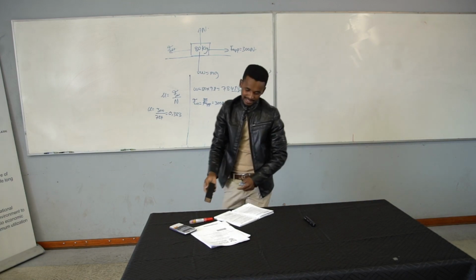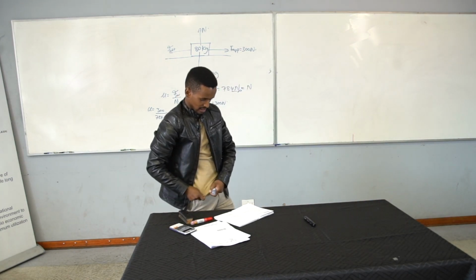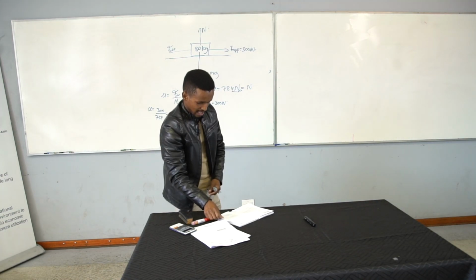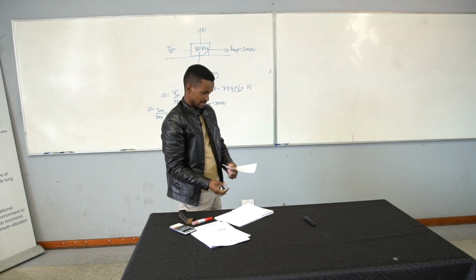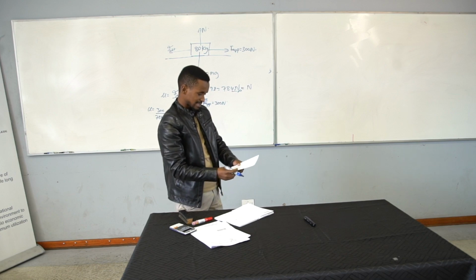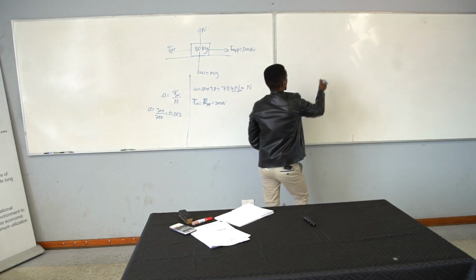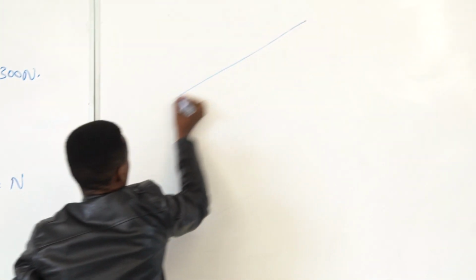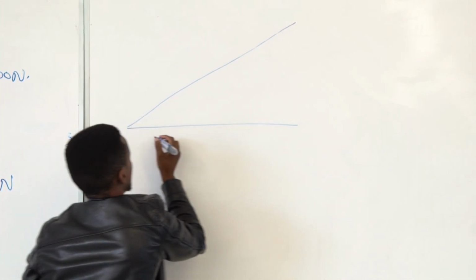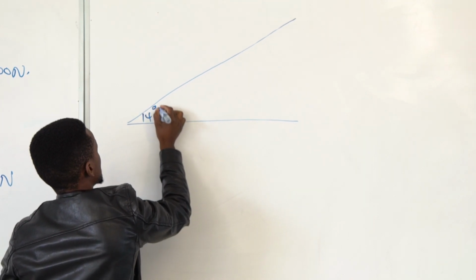I will also take an exercise from this book, exercise 4.1, number 17 in this case. Number 17, we are told that a block with a mass of 32 kgs is placed on an incline. So we have an incline. The angle is 14 degrees.